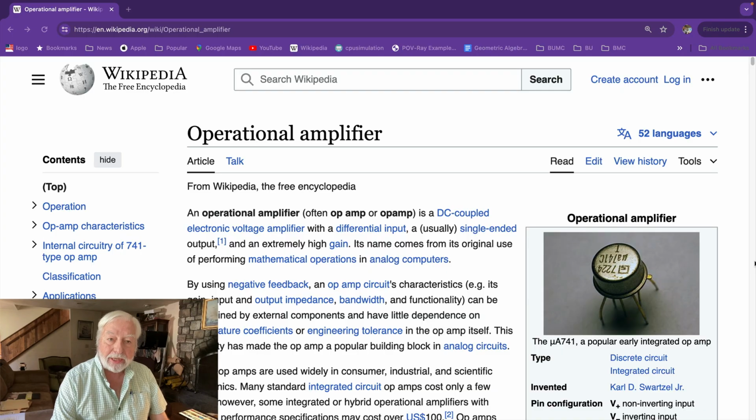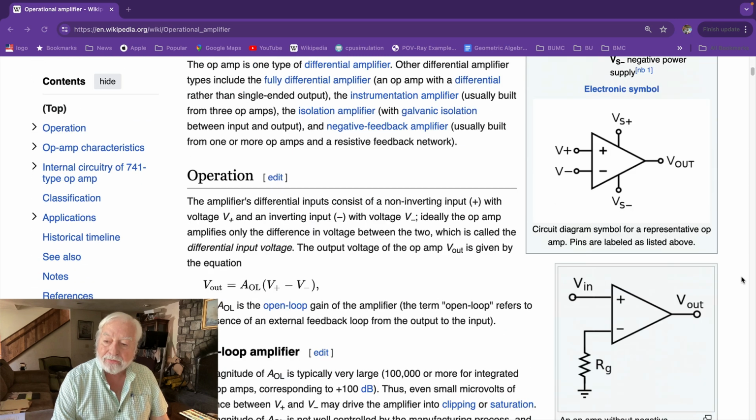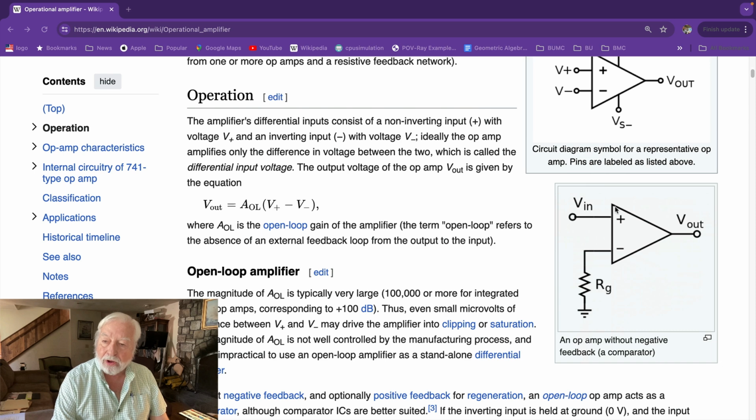The operational amplifier, or op-amp, is a very significant component in analog electronics. It provides a building block for amplification. Here is the op-amp page in Wikipedia, and here we have a circuit symbol for an op-amp. It has two inputs, an inverting input with a minus and a non-inverting input with a plus, and it takes the differential voltage between these two and amplifies it to the output.